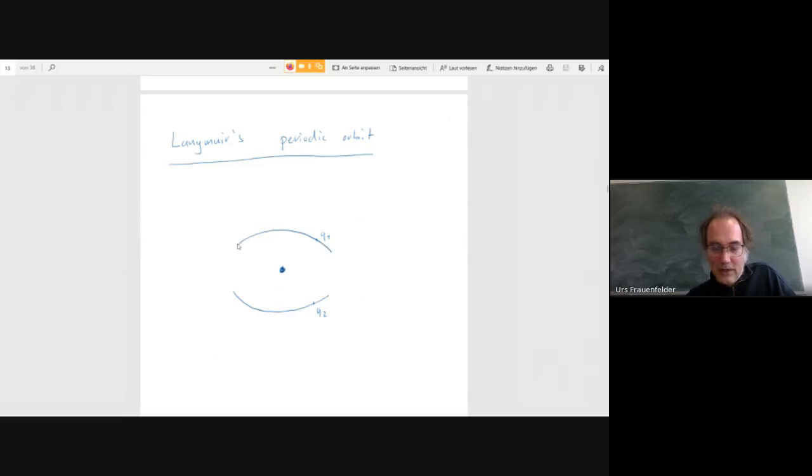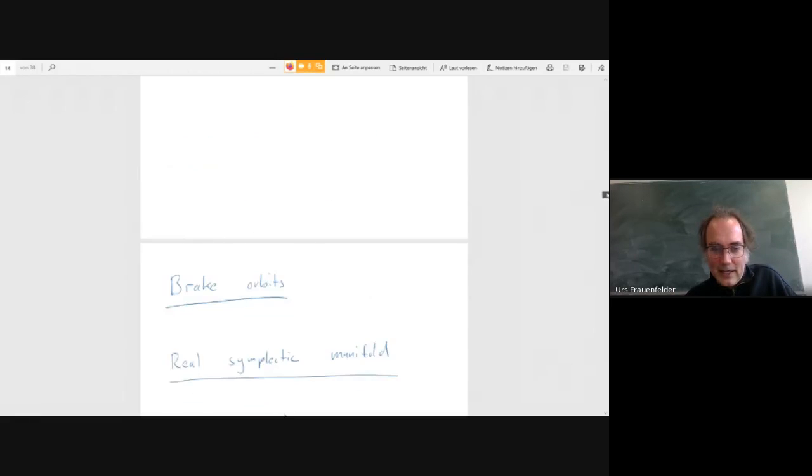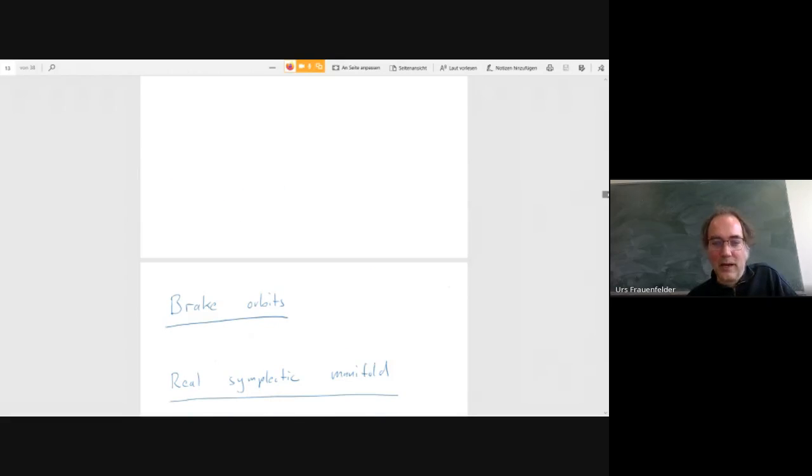What Langmuir figured out numerically is that such an orbit exists. And what I want to do at the end is give some kind of analytic argument for why this Langmuir orbit exists. But before doing this, I would like to put this Langmuir orbit into a bit more perspective. Namely, this Langmuir orbit is what I would call a double brake orbit. So I would like to discuss this first a bit more in symplectic terms. First, what are brake orbits, and then we need double brake.